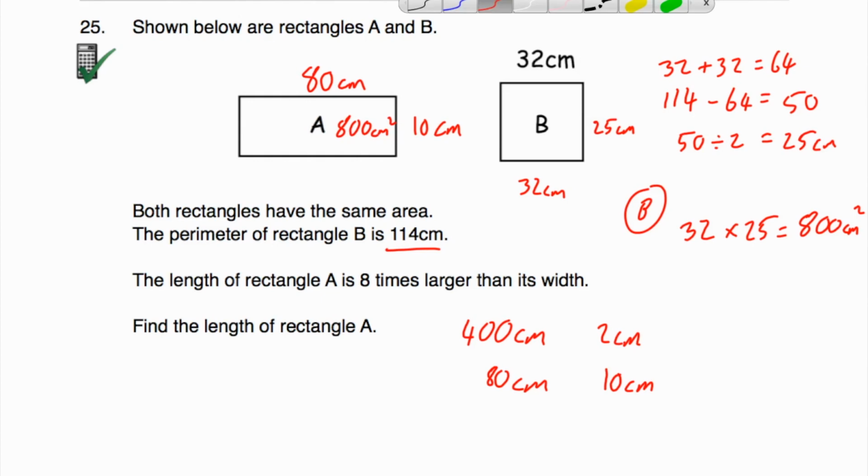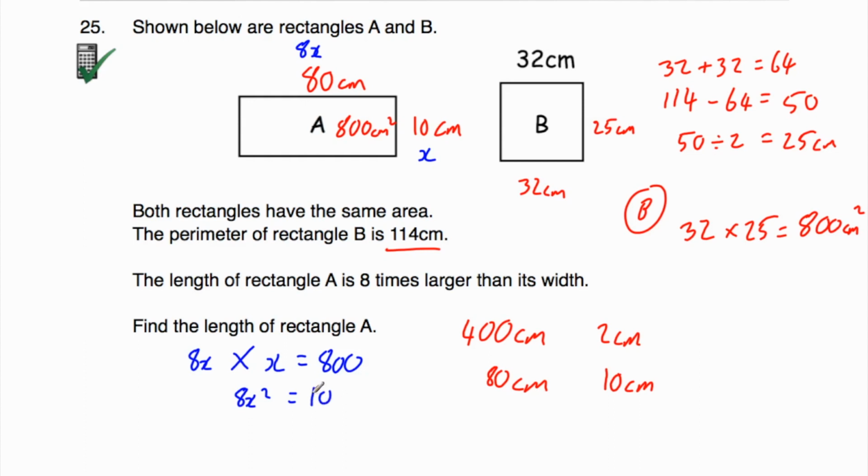Alternatively, you could have used algebra whenever you're doing this question. So you could have said, if the length is 8 times larger than its width, if we called the width x, the length that would be 8 times larger would be 8x, we could say 8x times x is equal to 800. 8x times x is 8x squared, and that's equal to 800. One step ahead of myself there.